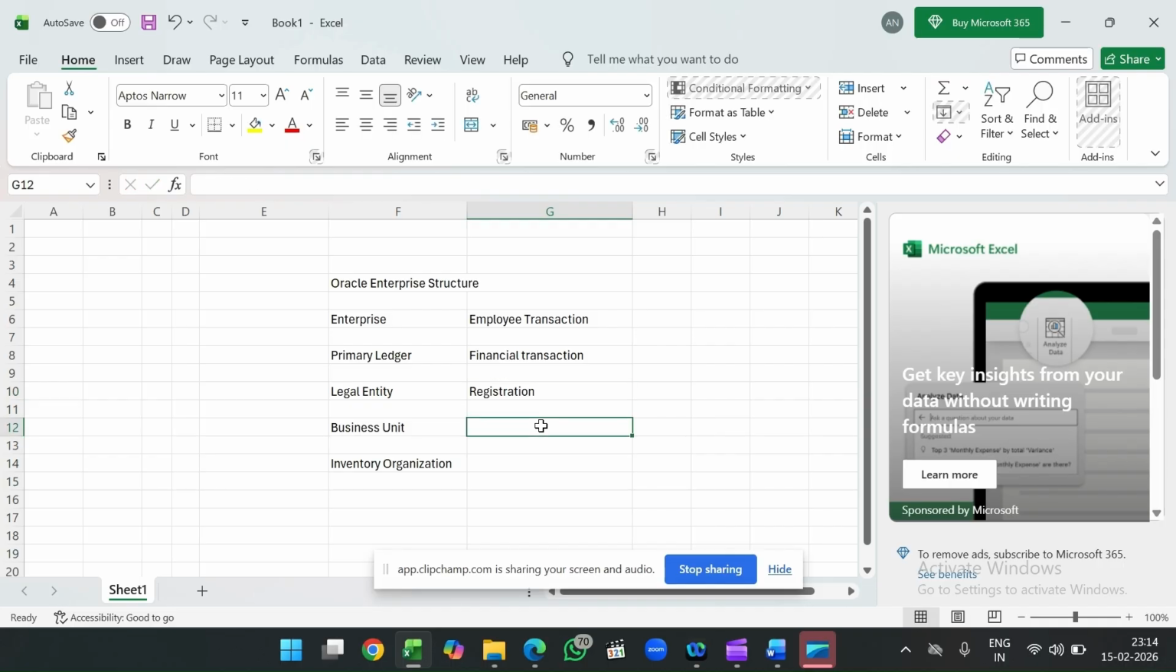So here in business unit all the business transactions will occur, so it's the main transaction. Like the procure to pay process, order to cash process, all the processes will be done by this business unit.